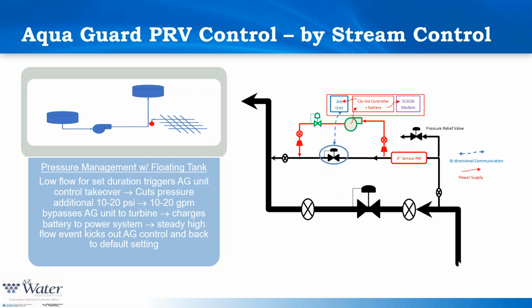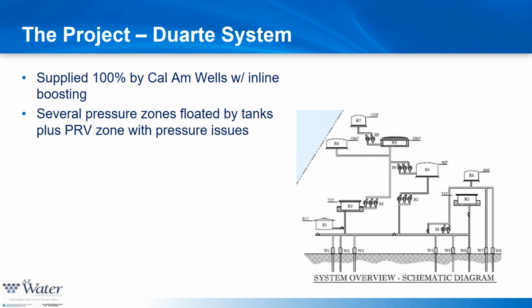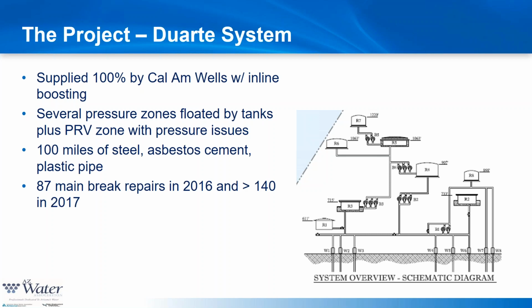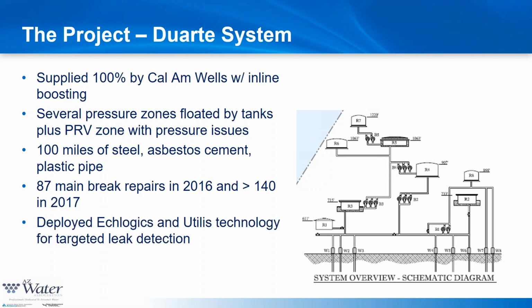Pretty unique system. The project, like I mentioned, there's 3 distribution systems we looked at. One was the Duarte system, supplied about 100% by wells with inline boosting, several pressure zones, 100 miles of steel, asbestos, and plastic pipe. There were 87 main breaks in 2016 and 140 in 2017. We deployed the Echologics and Utilis technology here because we knew there was a high water loss, a lot of pressure issues. Let's throw this out here and find them before they become an issue. And this one was a candidate for embedded energy calculation.